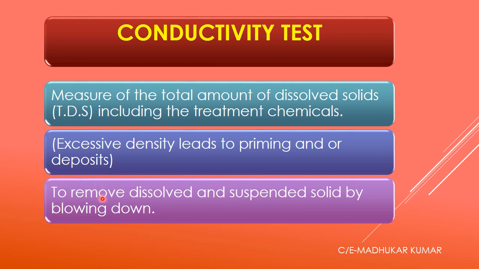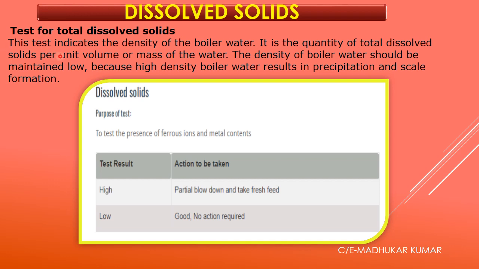Okay, to remove the dissolved and suspended solids by blowing down. If it is high, we have to blow down the solids. This is to indicate the density of boiler water, the quantity of total dissolved solids per unit volume or mass of the water, that is the indication.